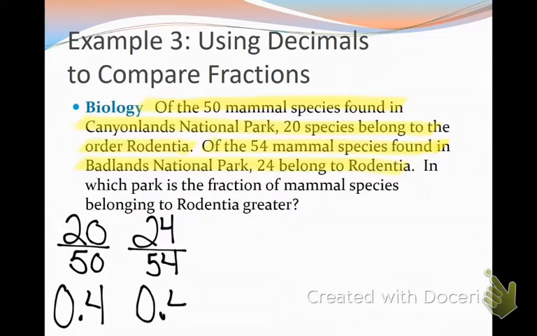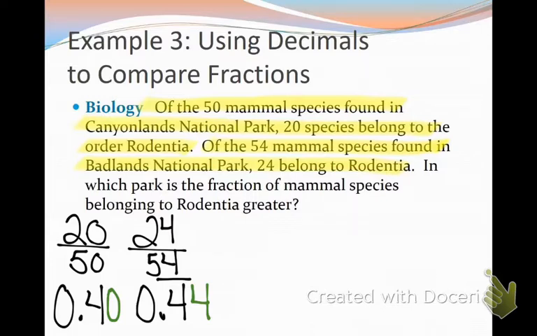0.4 repeating. Okay, so when I'm looking at it as it is, they both are 0.4, except if 0.4 terminates, what's the next digit after the 4? A 0. Okay, because it's a terminating decimal. But if it's repeating, what's the next digit after this 4? Another 4. So because that one repeats and keeps going with 4s, it's actually bigger.